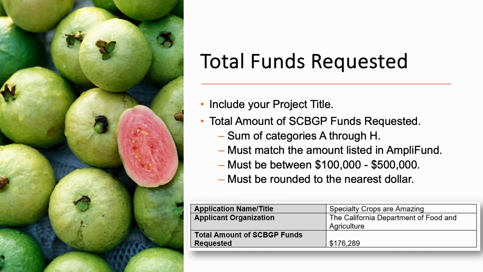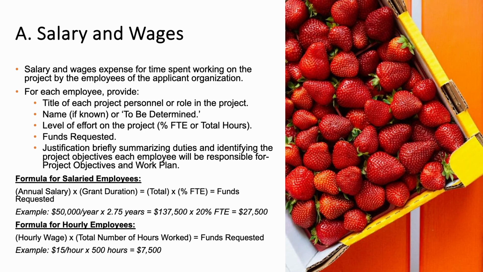At the top of the budget narrative, enter the title assigned to your project in Amplifund. Also enter the total amount of SCBGP funds requested for your project. As mentioned, this is the sum of budget narrative categories A through H and should match the amount listed under funds requested in Amplifund. Please make sure the total amount requested is within the allowable range and rounded to the nearest dollar.